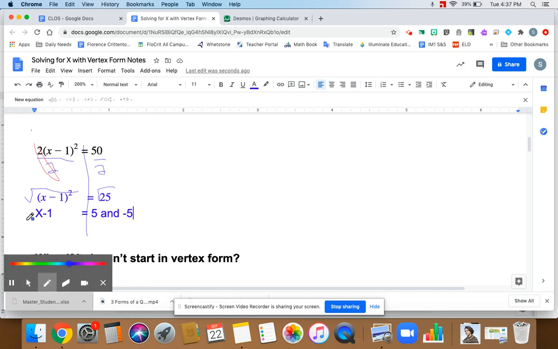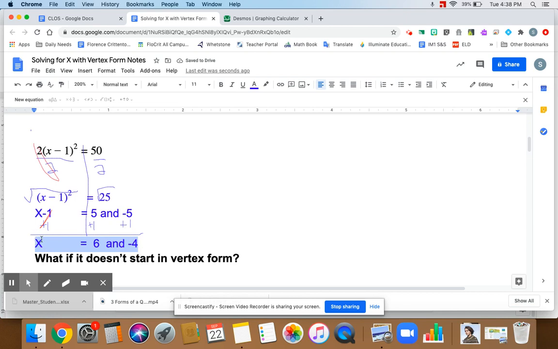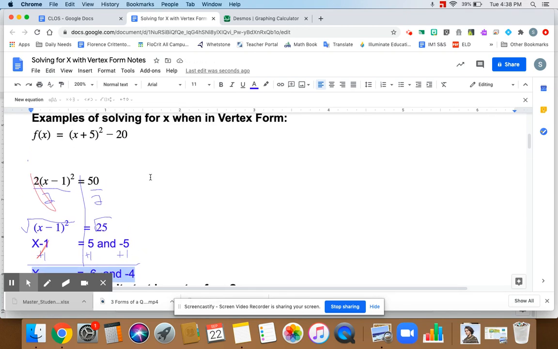So finally, to finish isolating x, what's the next thing I do? To get rid of the -1, I have to add 1. And remember, I have to do it to both my answers now that I have 2 answers. So my answer is x, and then these 2 eliminated, equals 5 plus 1 is 6, and -5 plus 1 is -4. So those are the 2 answers when I solve for x with quadratics, when they're in vertex form.